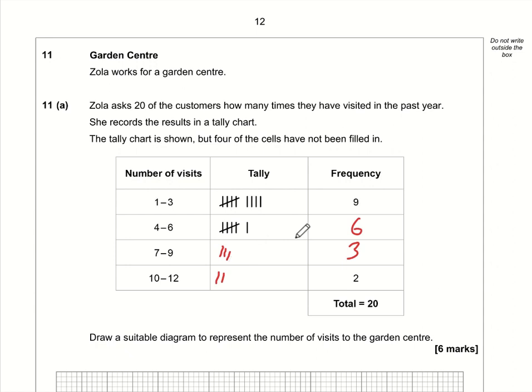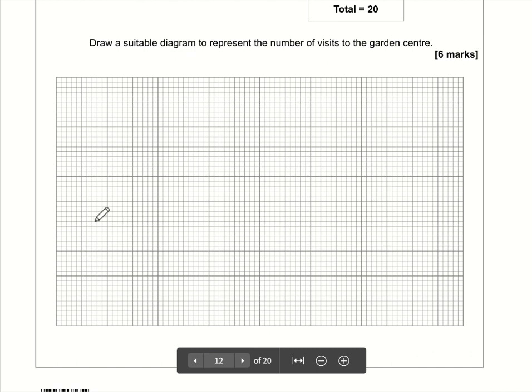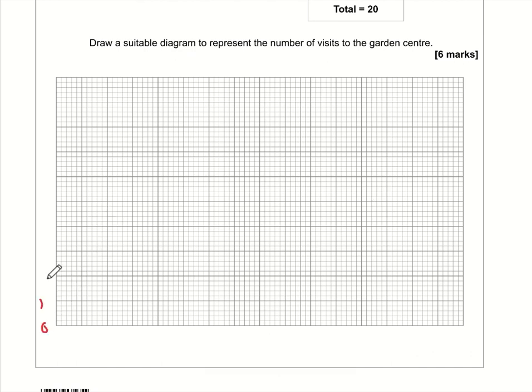So now we just need to plot this. The biggest frequency is 9, so I think we can go 0, 1, 2, 3, 4, 5, 6, 7, 8, 9, 10. So this was frequency, so I don't normally write like this, but I'm a bit tight for space here.